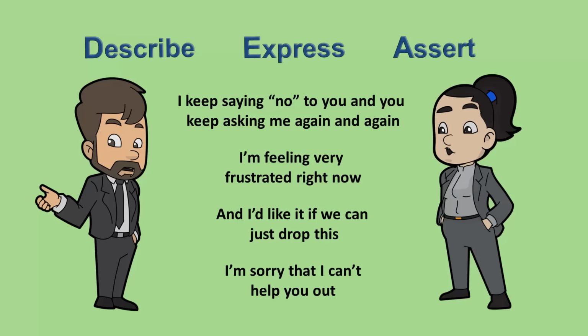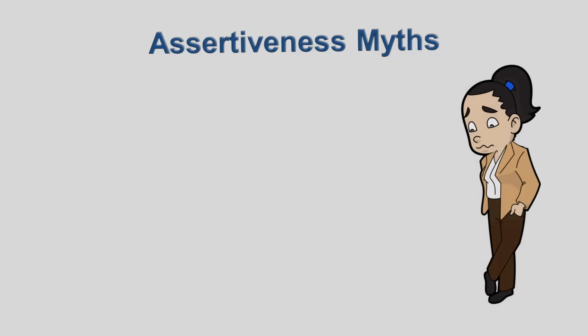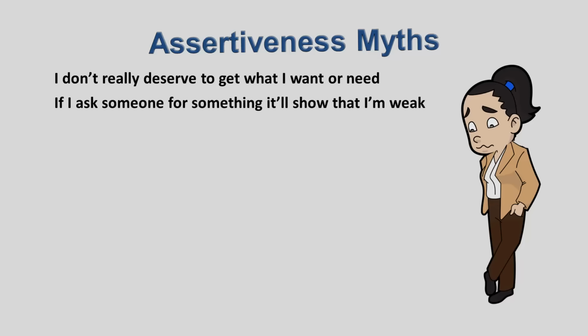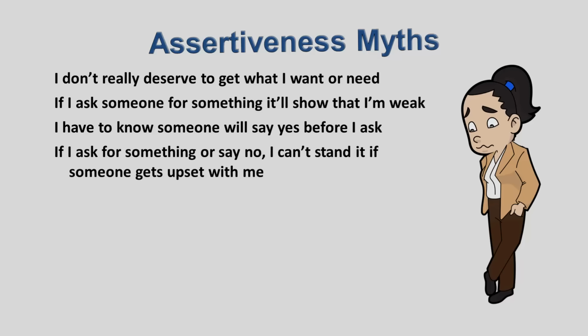And our own views about ourselves and the world can sometimes get in the way of our ability to be assertive. Marsha Linehan, who developed DBT, describes a number of myths that can make it challenging to be assertive, including things like, I don't really deserve to get what I want or need. If I ask someone for something, it'll show that I'm weak. I have to know someone is going to say yes before I ask for something. If I ask for something or say no, I can't stand it if someone gets upset with me. If they say no, it'll kill me.